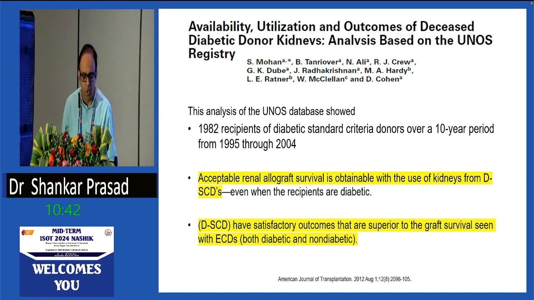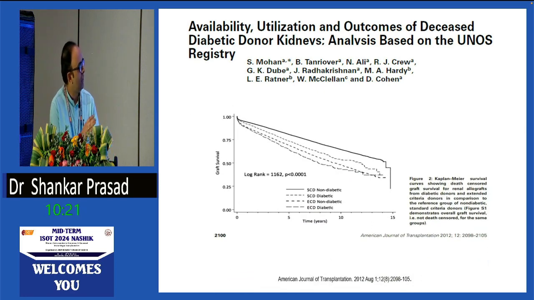This is the study from Mohan et al., which is basically a UNOS data-based study. They took 1982 recipients of diabetic standard criteria donors over about a 10-year duration. They took the diabetic standard criteria donors and compared them with extended criteria donors, both diabetic and non-diabetic. In this graph, the top one is the standard criteria donor with no diabetes. The second is the standard criteria donor with diabetes. The third and fourth, which are below, are the ECD non-diabetic and ECD diabetic. What I want to emphasize in this study is that a diabetic donor with standard criteria is better than an ECD without diabetes and still better than a patient with ECD and diabetes.